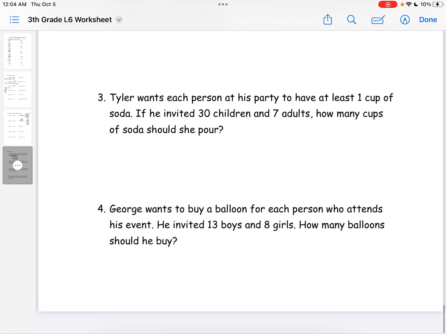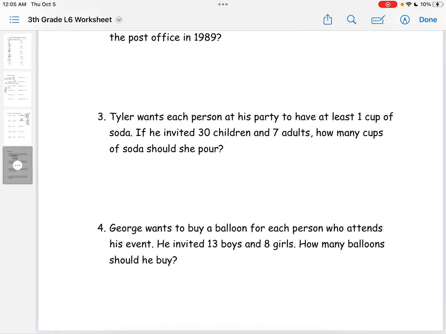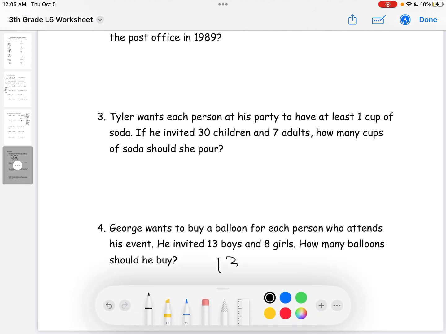And we will do one last one here. It says George wants to buy a balloon for each person who attends the event. He invited 13 boys and 8 girls. How many should he buy? So you just gotta do 13 plus 8, which equals 21. So the answer to question 4 would be 21.